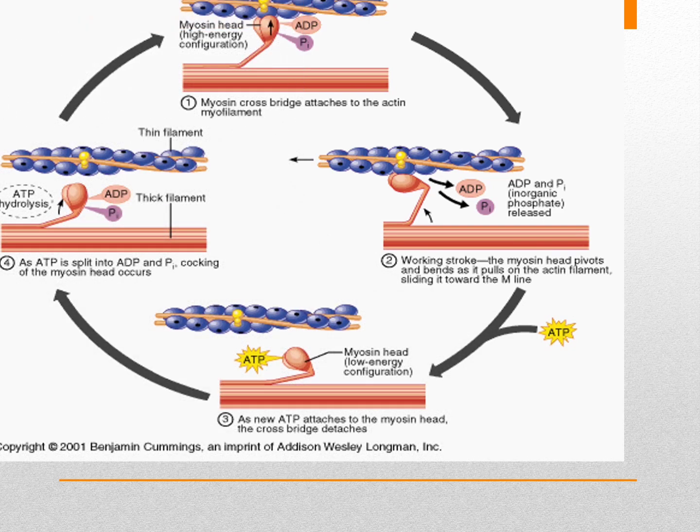The events of muscle contraction. Actually, this is the resting state. This is the activation state. Here, the myosin molecule is attached with ATP. This is the actin filament, no attachment. But here, the ATP is hydrolyzed into ADP and inorganic phosphate. So the myosin head is ready to bind with actin.